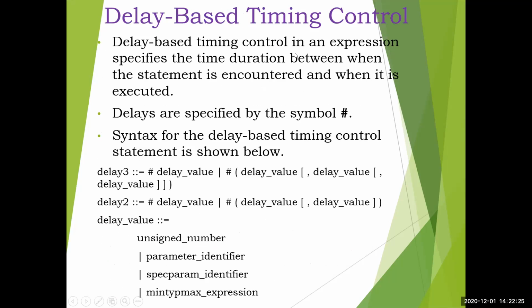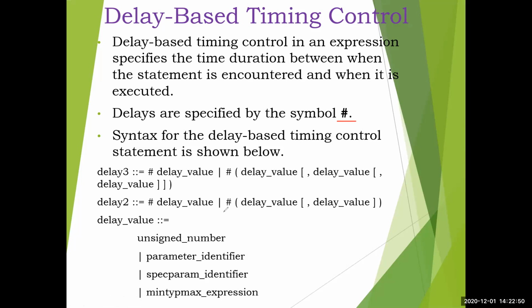Delay based timing control in an expression specifies the time duration between when the statement is encountered and when it is executed. Okay, almost similar to data flow modeling what you have seen. So delays are specified by the symbol hash. This was the same there also. Syntax for the delay based timing control statement is shown below. Okay, so this is a lengthy expression.